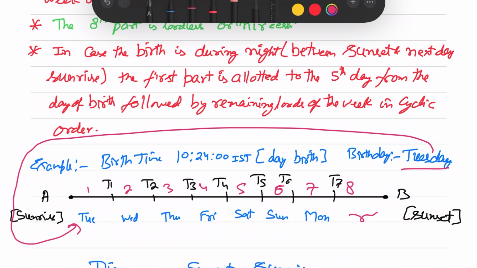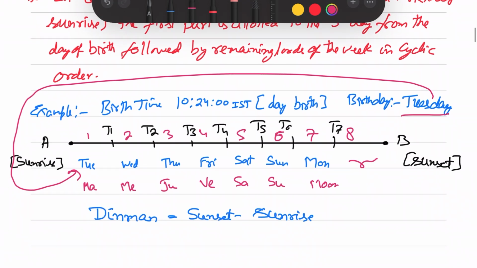Corresponding to these days, we have the lords associated. For Tuesday we have Mars, for Wednesday Mercury, for Thursday Jupiter, for Friday Venus, for Saturday Saturn, for Sunday Sun, and for Monday Moon. This is how we divide it into 8 equal parts, and it is known as Dinmaan. Dinmaan is sunset minus sunrise, the total duration between sunrise and sunset.